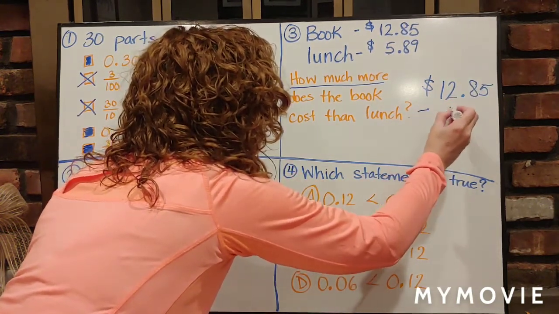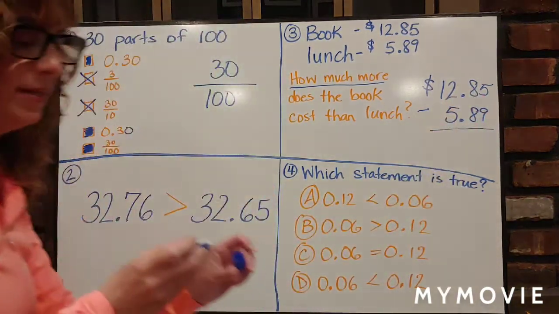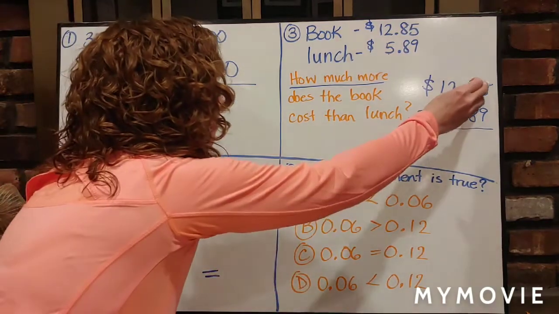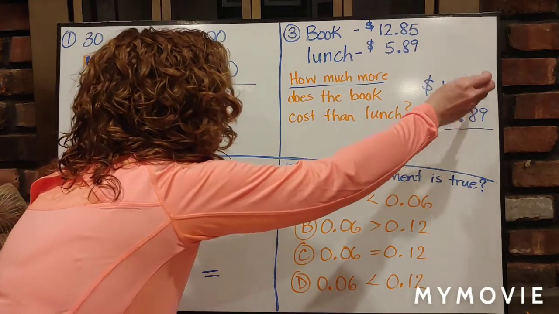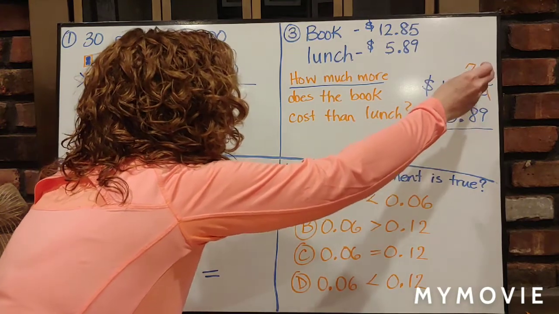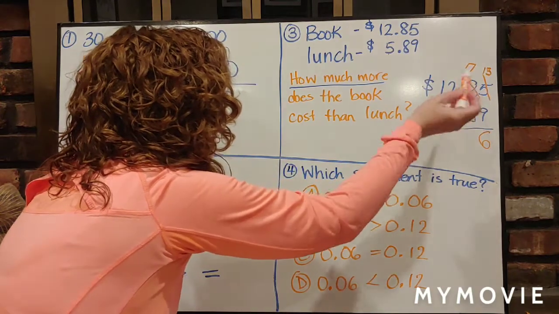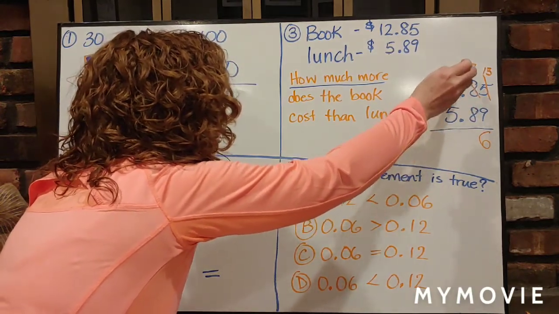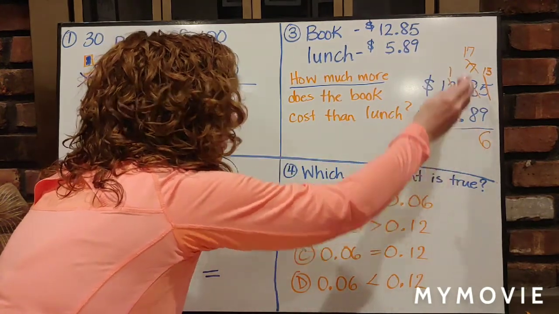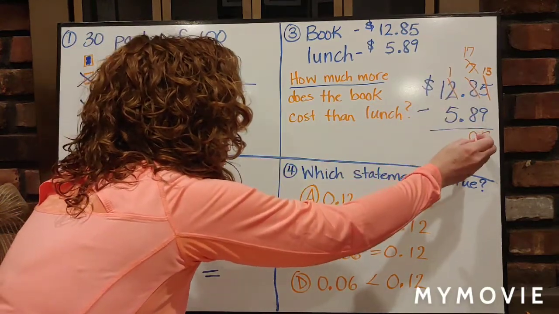$12.85 minus $5.89. Remember, line up the decimal points. That's how you subtract decimals. You line up the decimal points. 5 minus 9 we can't do. So we're going to cross out the 8, make it a 7. Cross out the 5, make it a 15. 15 minus 9 is 6. 7 minus 8, I can't do that now, so I'm going to cross out my 2, make it a 1. Cross out my 7, make it a 17. 17 minus 9, oh, I'm sorry, I gave you the answer. Some things never change. 17 minus 8 equals 9.